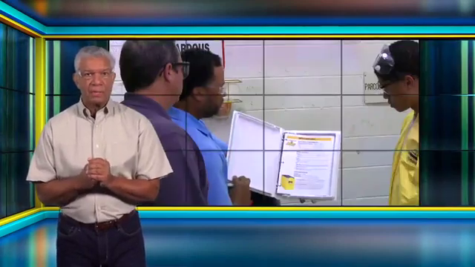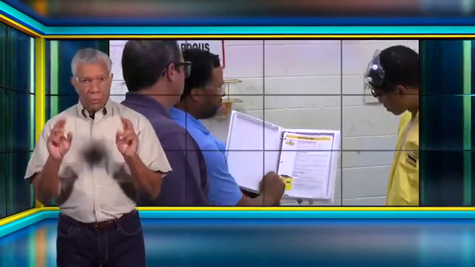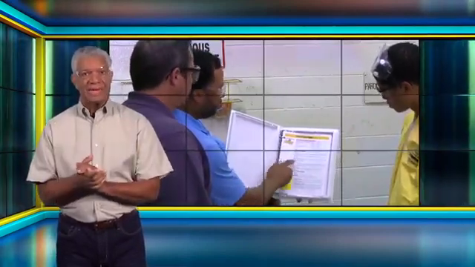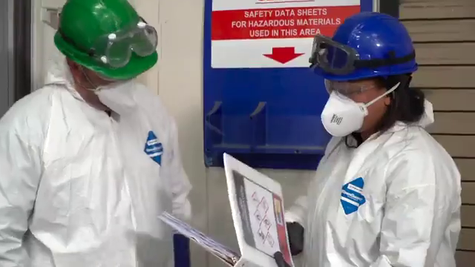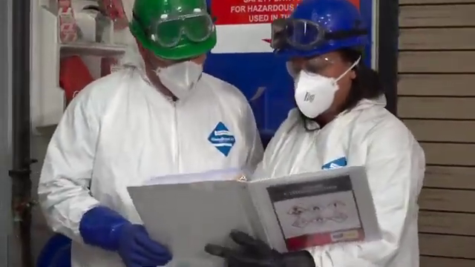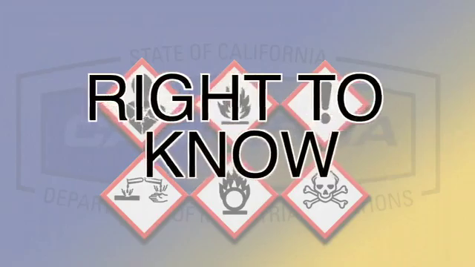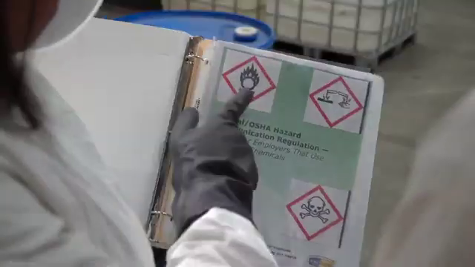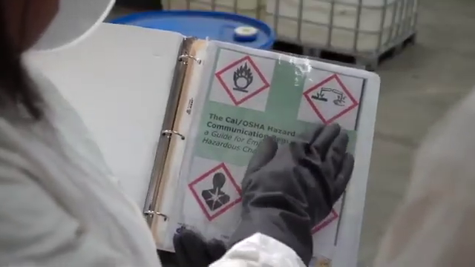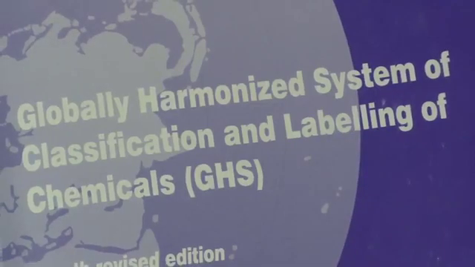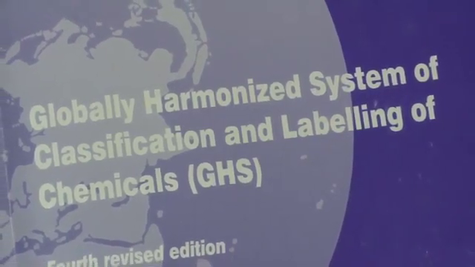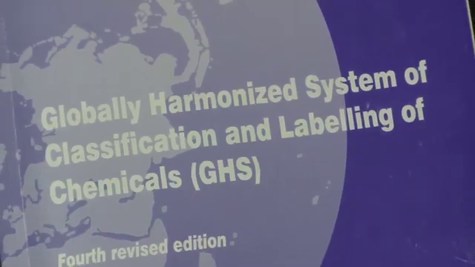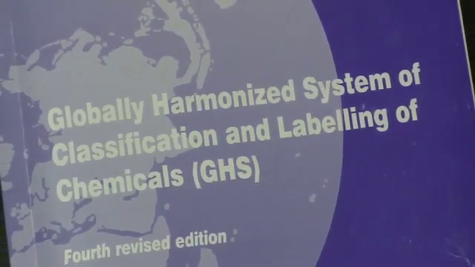The Cal OSHA regulation mandates that employees have access to this information because all employees have a right to know about the hazards of any chemicals with which they work. This is why the Hazard Communication Standard is sometimes referred to as the Right to Know Standard. California OSHA's regulations have incorporated the Globally Harmonized System for the classification and labeling of chemicals, commonly called the GHS.